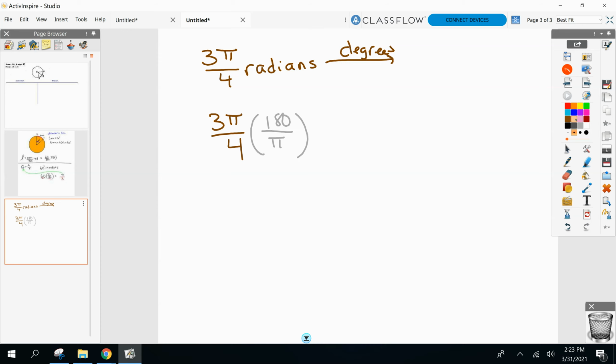The pi's do cancel because one's on the bottom, one's on the top. Now, I just multiply my numerators, 3 times 180, and divide it by 4. I think that comes out to be 135 degrees. And again, guys, I'm not going to ask you to do this on a single question. The only time you're going to need to convert is because you are using a certain formula for arc length and you need it in degrees or radians and you have the opposite.